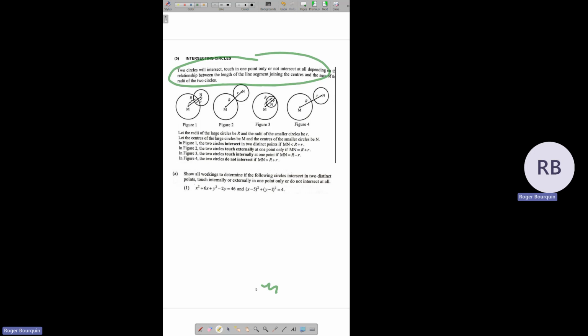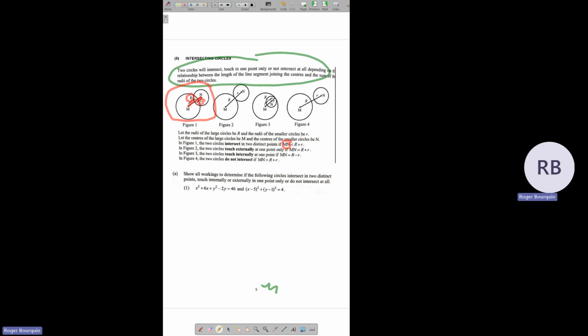Do they touch at one point only? Is the one circle inside the other, touching at one point, but the one's inside the other? So the different scenarios we're going to get are as follows. Let big R represent the bigger radius, and small r the smaller radius. To figure out whether they touch or not, you're always going to first join up the centers and find that distance MN.